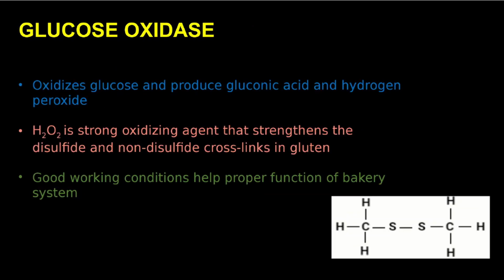Then glucose oxidase oxidizes glucose and produces gluconic acid and hydrogen peroxide. H2O2 is a strong oxidizing agent that strengthens the disulfide and non-disulfide cross-links in gluten. Good working conditions help proper function of the bakery system. So again, it helps in longer shelf life.